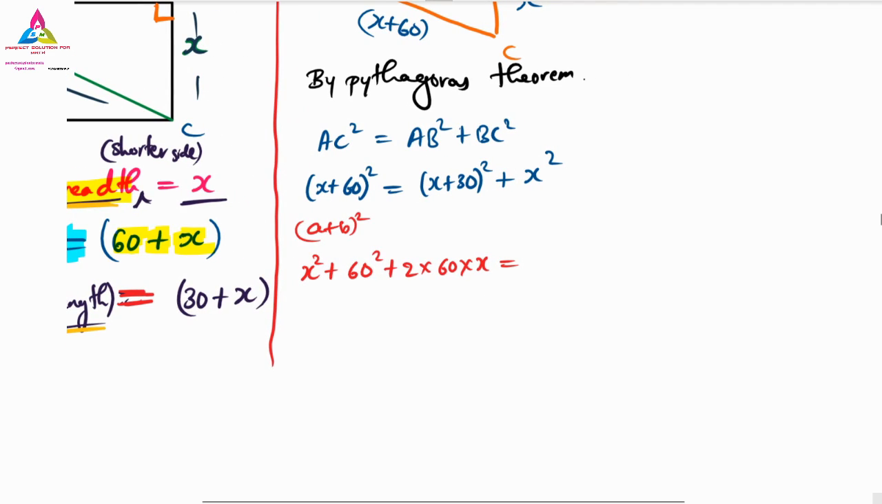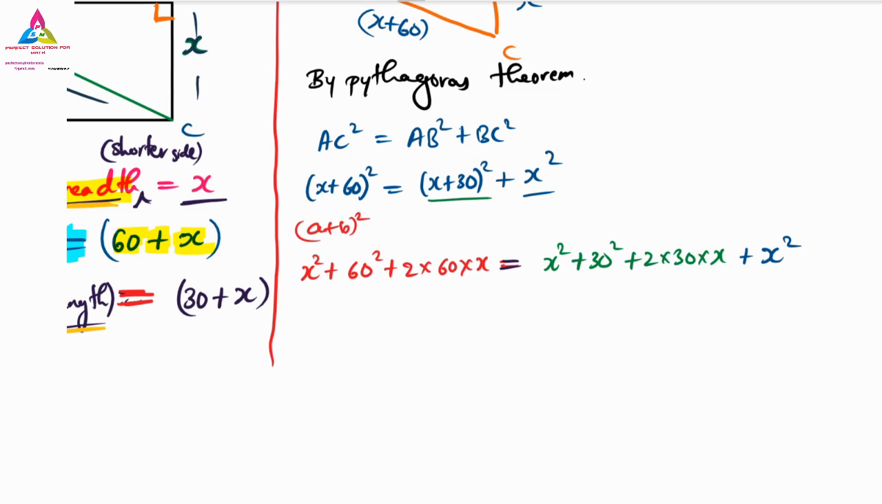So next one is this one, x plus 30 the whole square. It is also in a form of a plus b the whole square. So x square plus 30 square plus 2 into 30 into x. Okay, lastly we have the last one, that is x square, that is nothing but plus x square as it is. So I think you don't have any doubt.